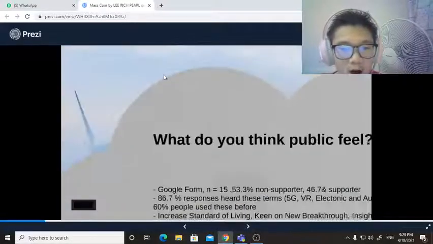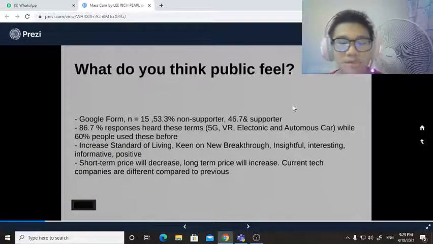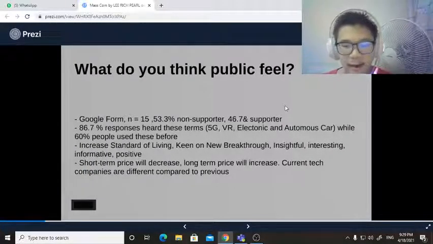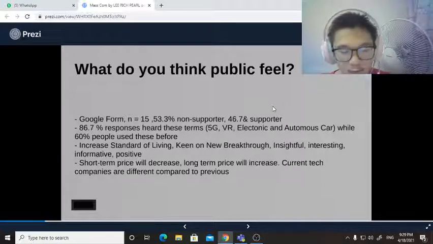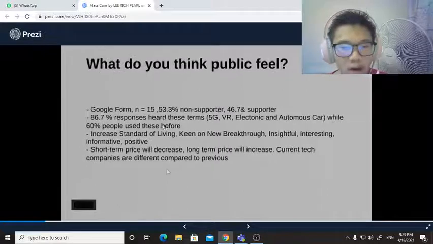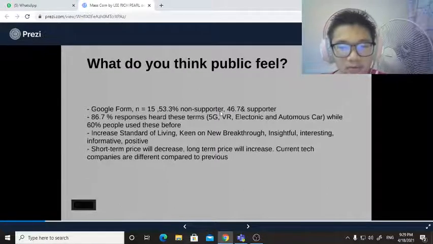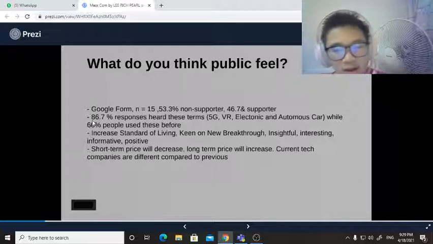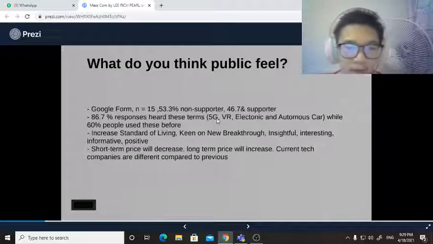The next one is the audience. How do we think the audience feels? We cannot just simply say whatever we want, so we conducted a survey using Google Form. Our target population is 15. According to our study, 53.3% are not supporters of the Star newspaper, and the other 46.7% are supporters.